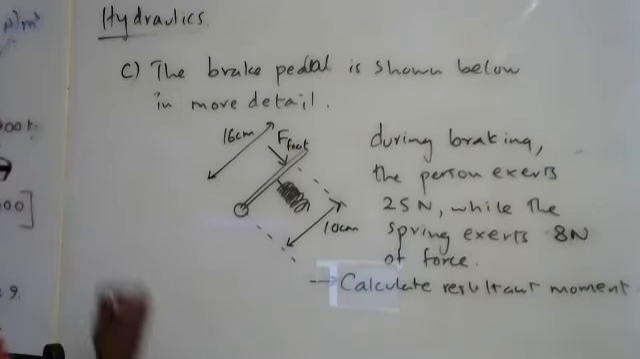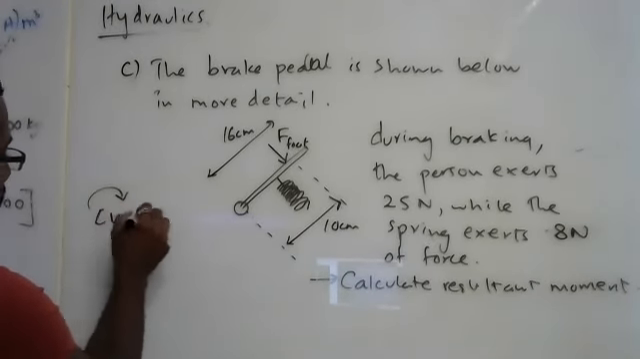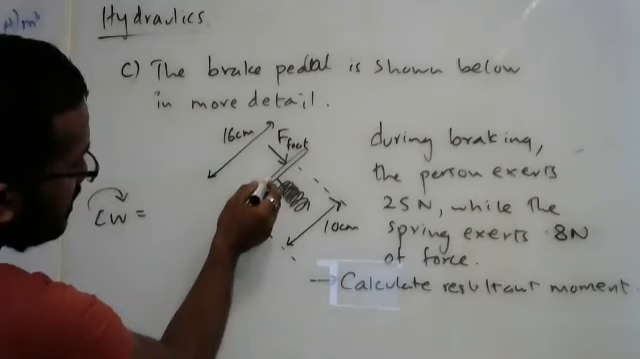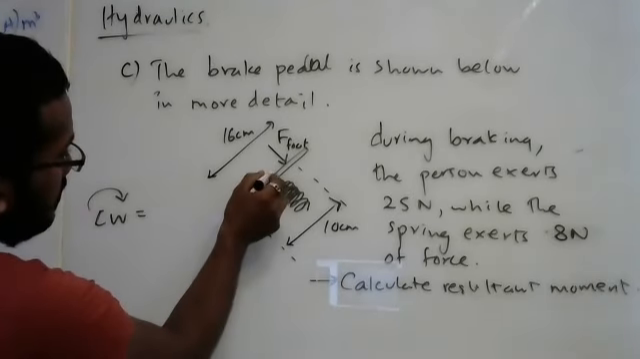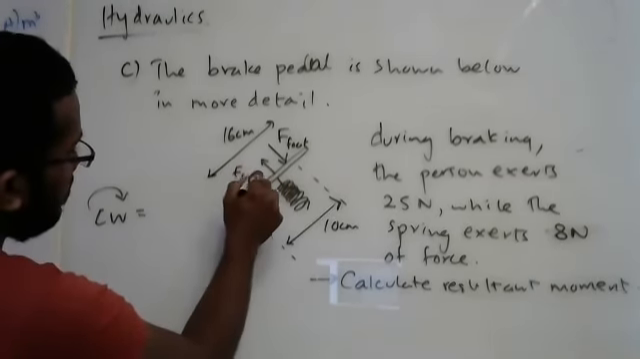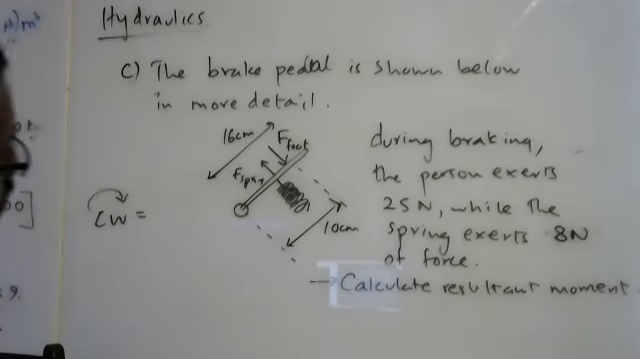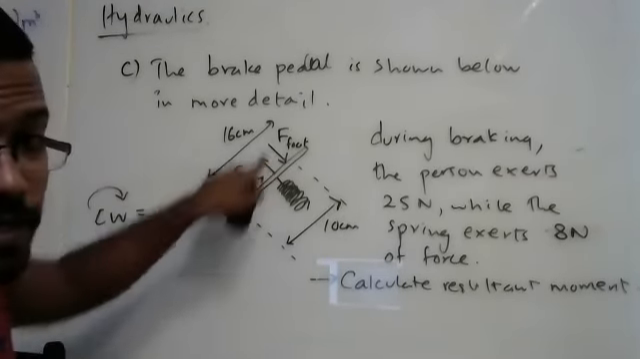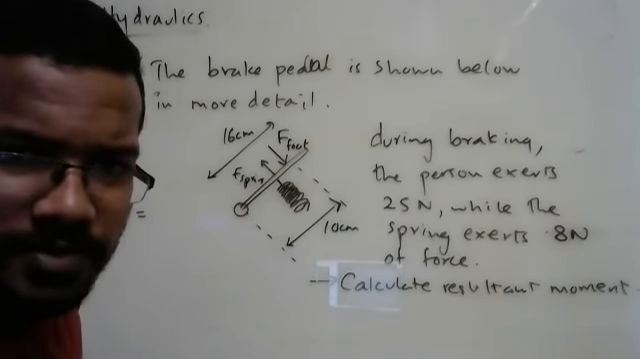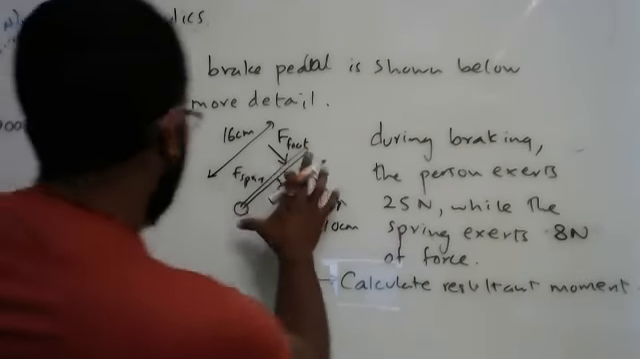So we can calculate the clockwise moment. Which one of these now? We haven't drawn the force due to the spring. This is F spring. And this spring is midway between the, it doesn't look like that in the video. We'll just correct that.